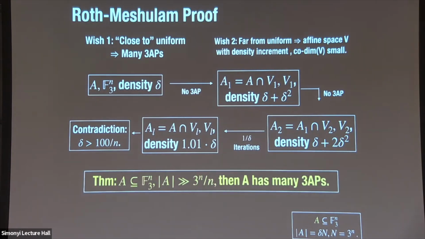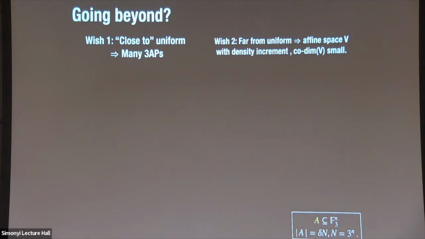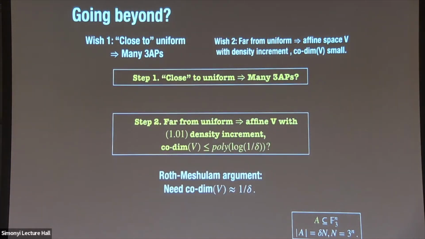Okay. So in summary, the theorem that you get is, if I have a subset of F3 to the n, which has roughly 3 to the n by n elements, some big constant in front, then it has many 3APs. Okay. So this is a basic argument, the template that we are also going to follow with some twists. So the first twist is we're going to try and come up with a better notion of close to uniform, which is presumably weaker than just fooling linear tests. And on the other side, when you're far from uniform, you want to get density increment.